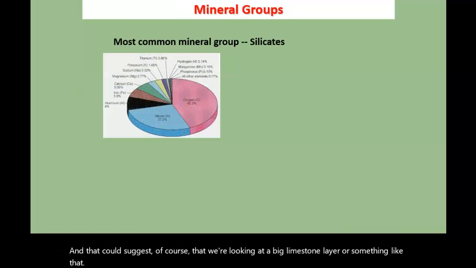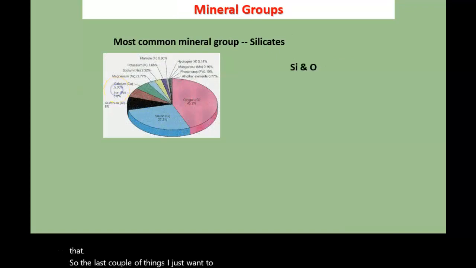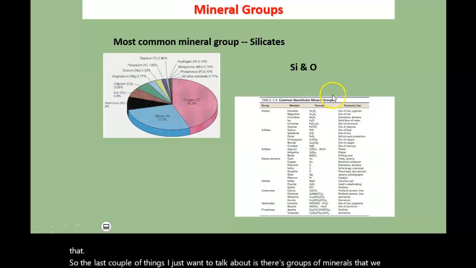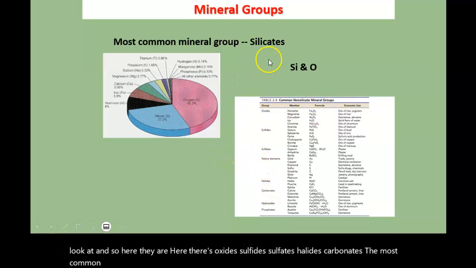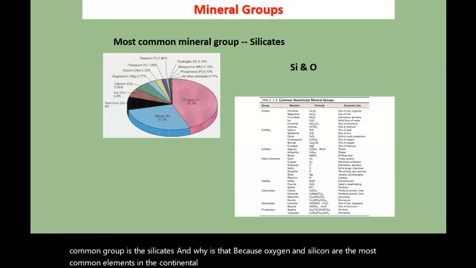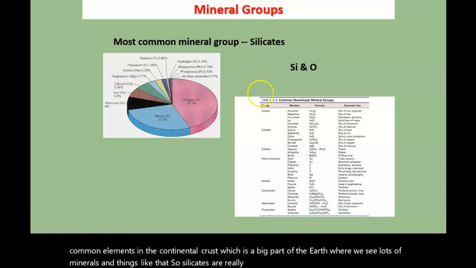So the last couple things I just want to talk about is there's groups of minerals that we can look at. And so here they are. Here there's oxides, sulfides, sulfates, halides, carbonates. The most common group is the silicates. And why is that? Because oxygen and silicon are the most common elements in the continental crust, which is a big part of the earth where we see lots of minerals and things like that. So silicates are really common just because of the supply of the material that's available.